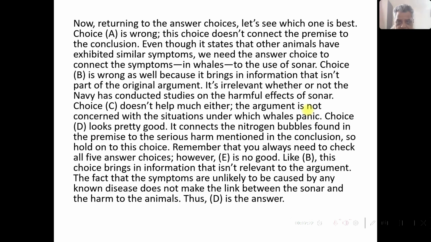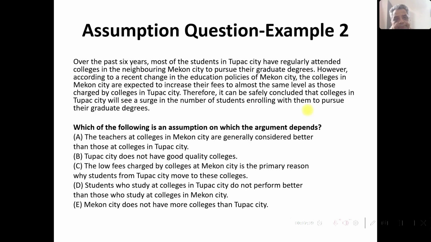However, E is no good. Like B, this choice brings in information that isn't relevant to the argument. The fact that the symptoms are unlikely to be caused by any known disease does not make the link between the sonar and the harm to the animals. Thus, D is the answer. So now let's move on to the next question.